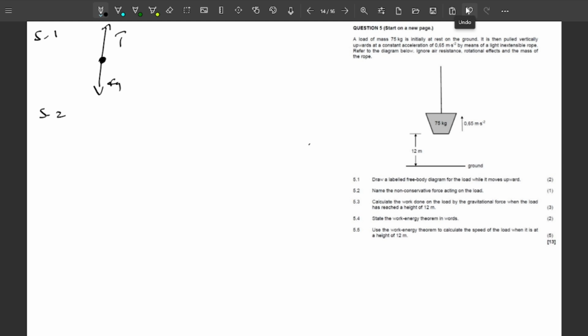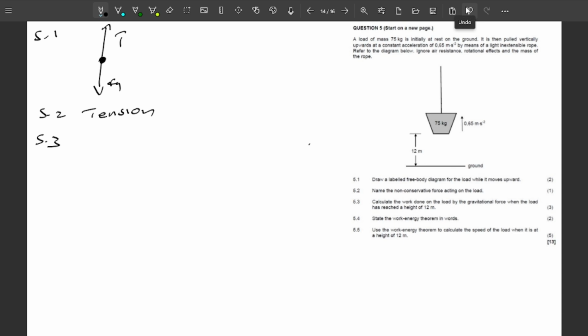Now for 5.2, name the non-conservative force acting on the load. Now, what is a non-conservative force? As I said in the introduction of this course, a non-conservative force is the type of force that is dependent on the path taken by the object. Now, is Fg dependent on that path? No, it's always there. But tension is dependent on the path. So basically, we can say tension, because without the rope, tension doesn't exist. So it's tension.